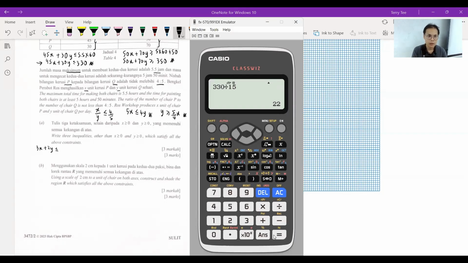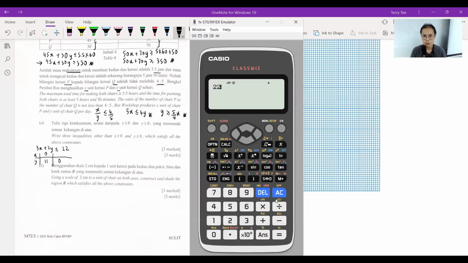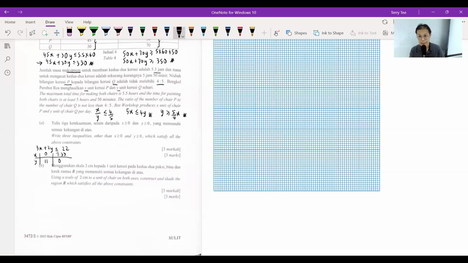Not a nice number. Then I'd like to use a table of values. This is your x, this is your y. I substitute x with 0. When x is 0, your y is 11. Sub y with 0. This one is a bit difficult because when you put y equals 0, you get 22 divided by 3, not a nice number, 7.333. It's okay, later we can just estimate, or we can pick another point. All right, the second inequality is this, 50x, 70y. We divide everything by 10.